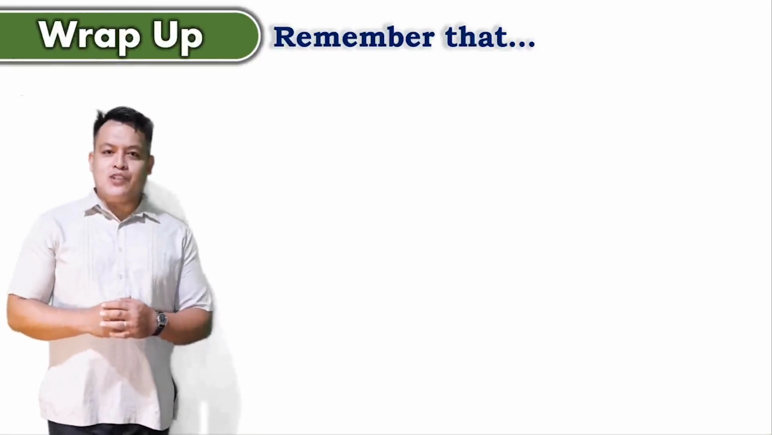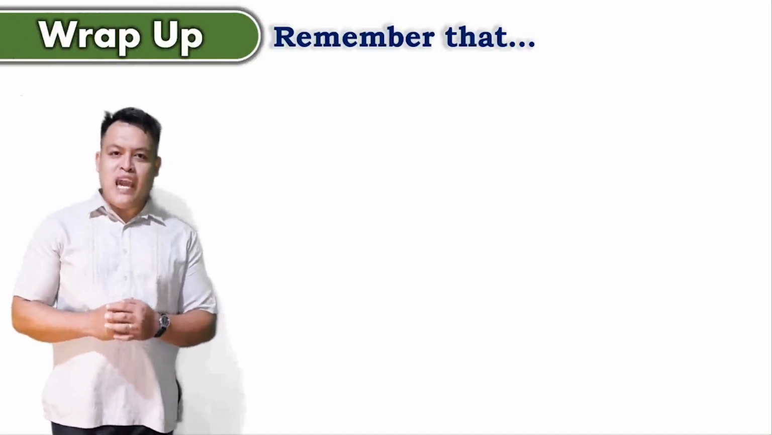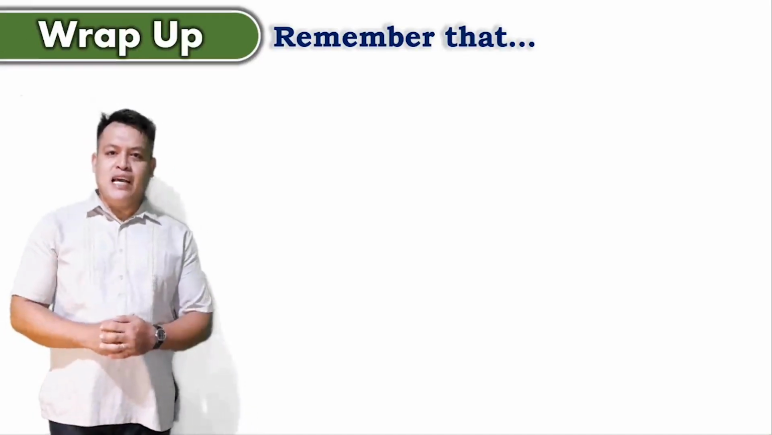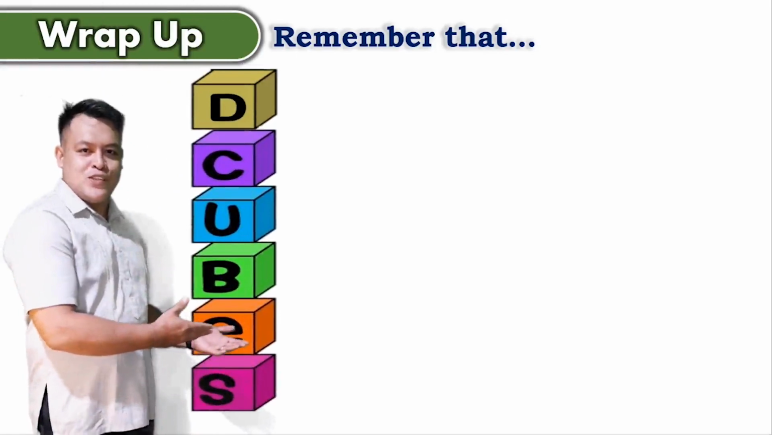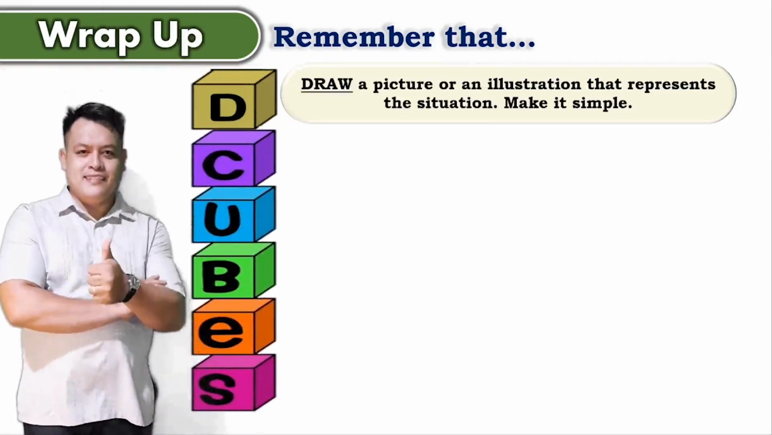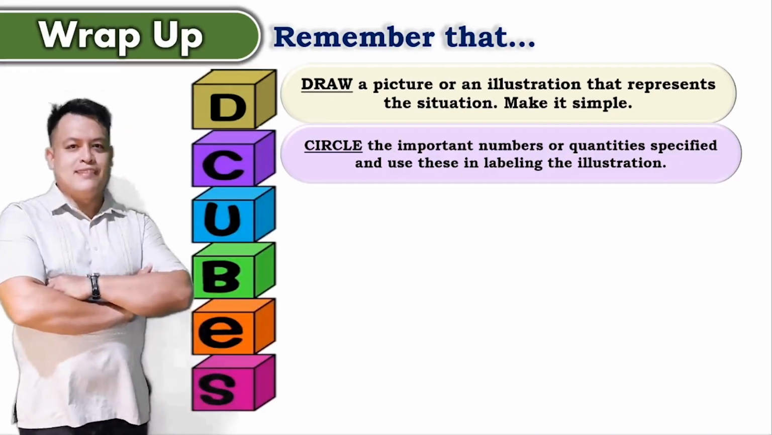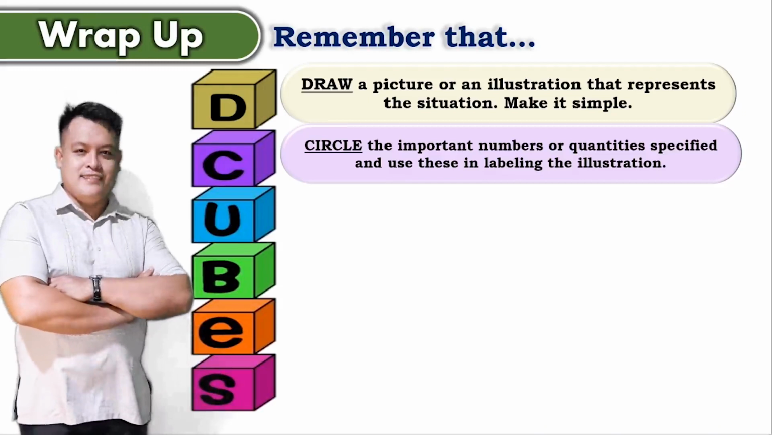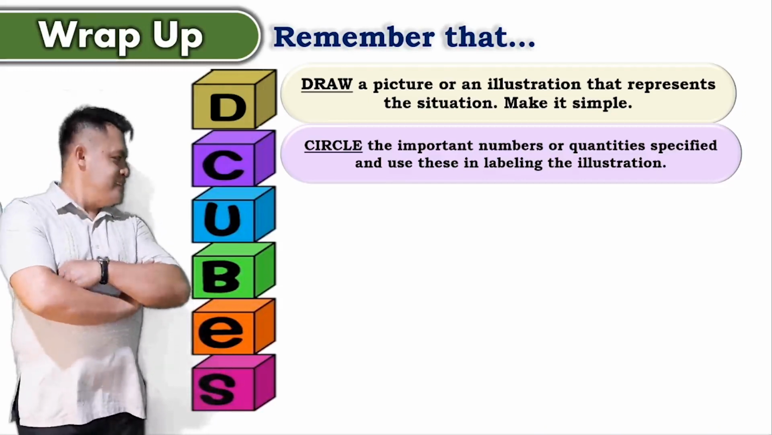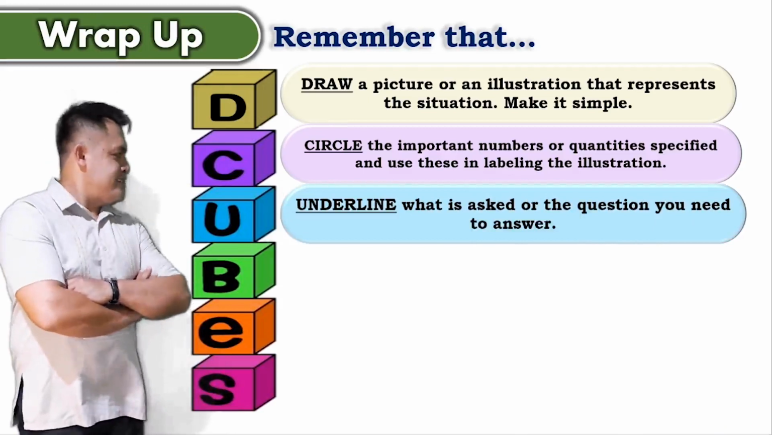Remember that in solving word problems involving quadrilateral or in solving any math problems in general, the DCubes process can be used as your guide. D stands for draw a picture or an illustration that represents the situation. C means circle the important numbers or quantities specified and use these in labeling the illustration. U means underline what is asked or the question you need to answer.